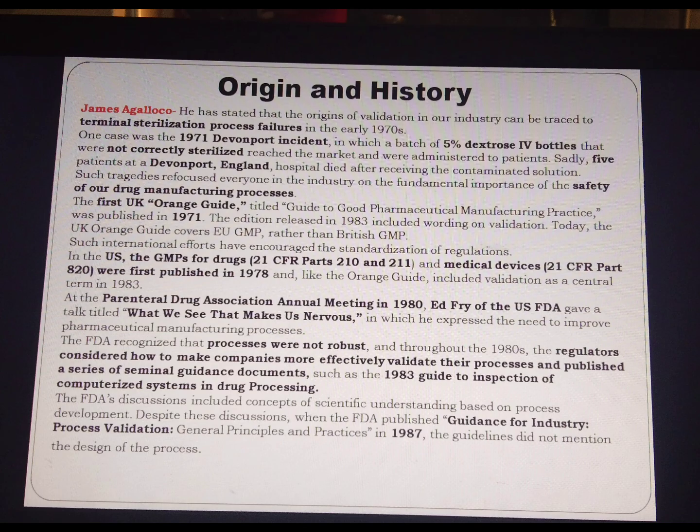In the US, the GMPs for drugs, 21 CFR Parts 210 and 211, and medical devices, 21 CFR Part 820, were first published in 1978 and, like the Orange Guide, included validation as a central term in 1983.